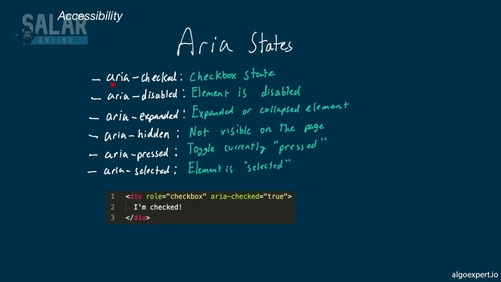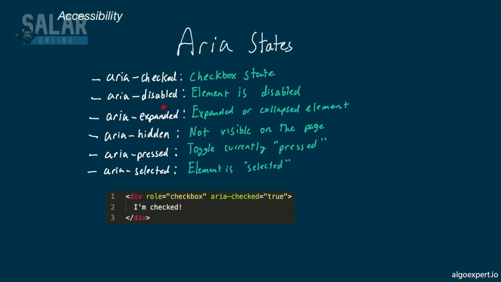First, we have ARIA checked, which is a state for elements with the role of checkbox, and this can be either true, false, or undefined. You can see in the example below, we have I am checked inside of a div with the role checkbox, and ARIA checked is set to true, meaning that this checkbox is currently checked. You might notice that this value is an actual string of true, and this is how most of the ARIA states will work. We need to provide string values of true or false, or occasionally undefined.